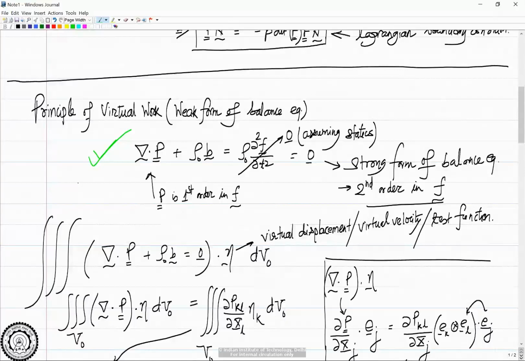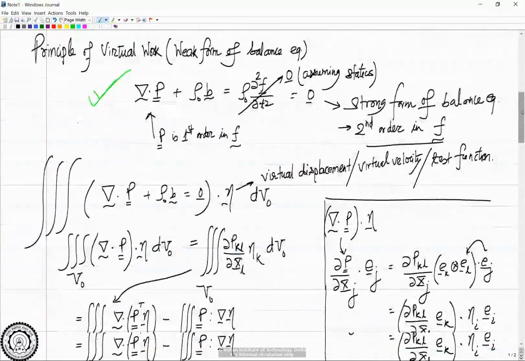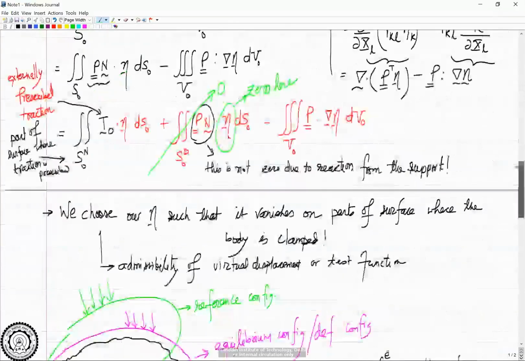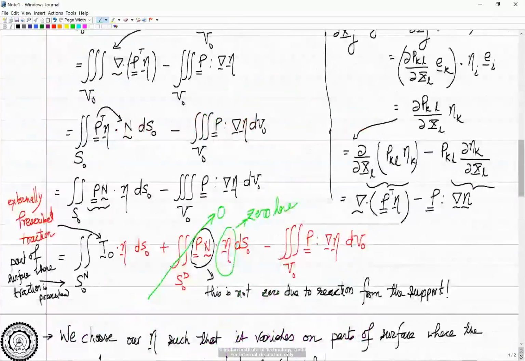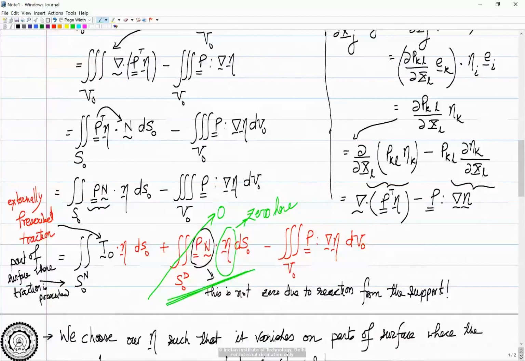So let us come to that. Let us come to the final equation and then you will see. So as you can see, with such an admissible virtual displacement, this term is dropping, isn't it? This drops out, not because Pn is 0, but because eta is 0 there. So due to the admissibility criteria, this drops out.